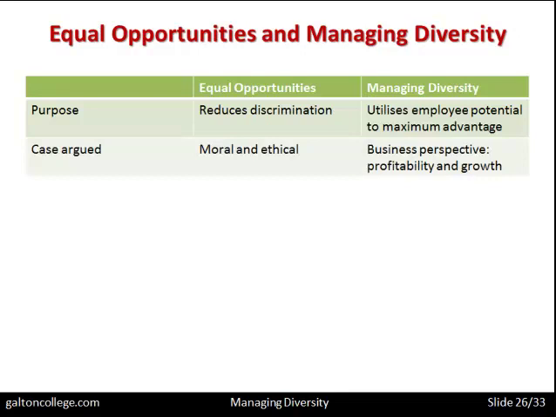Now, the case argued for equal opportunities is done on the basis of an ethical argument. It is wrong to discriminate. I think we could just put a full stop behind that and say that's an absolute. It is wrong to discriminate. There's no logical reason for discrimination. There is no advantage to anyone, to the organisation, certainly not to the victim of the discrimination, and there is no reason in logic that can support that. So there is an ethical reason to have equal opportunities.